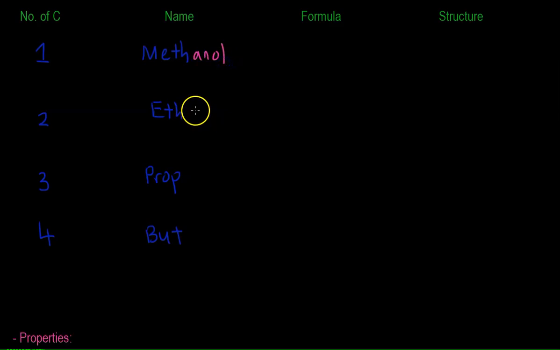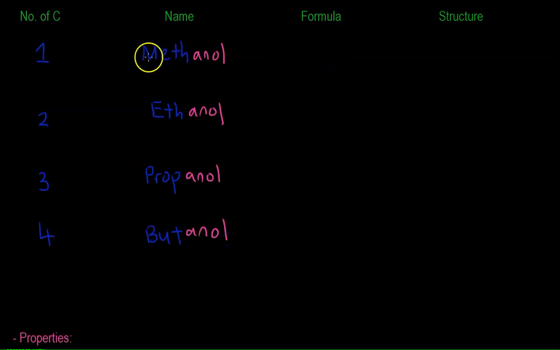If you recall, we have the naming system for organic compounds in terms of the number of carbons: 1, 2, 3, and 4 carbons. If it has 1 carbon, it's called meth. If it has 2, it's called eth. 3 will be prop. 4 is but. So in the case of alcohol, it's methanol, ethanol, propanol, butanol. It's the same thing: 1, 2, 3, 4 carbons.